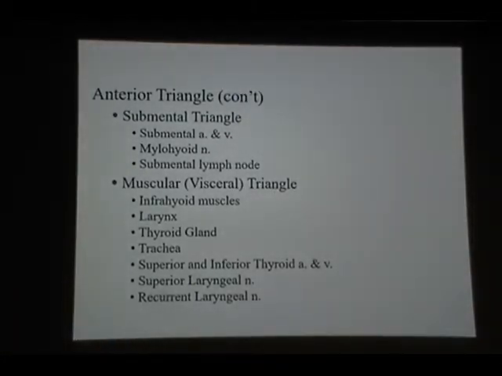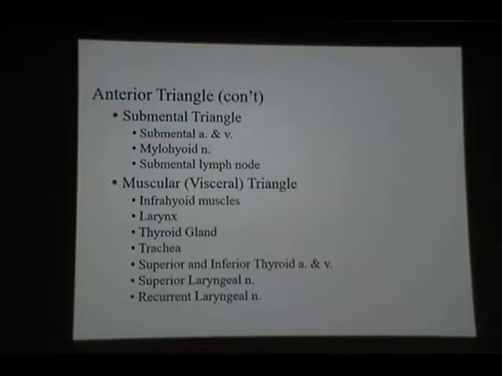One of the borders of this triangle is the underside of the body of the hyoid bone. The midline border is the midline of the neck. The posterior border is the sternocleidomastoid. And actually there's a fourth border, and that's the clavicle. So what's in this triangle?